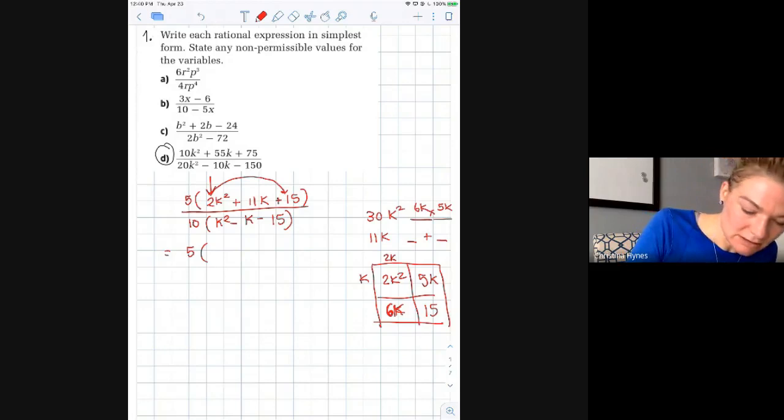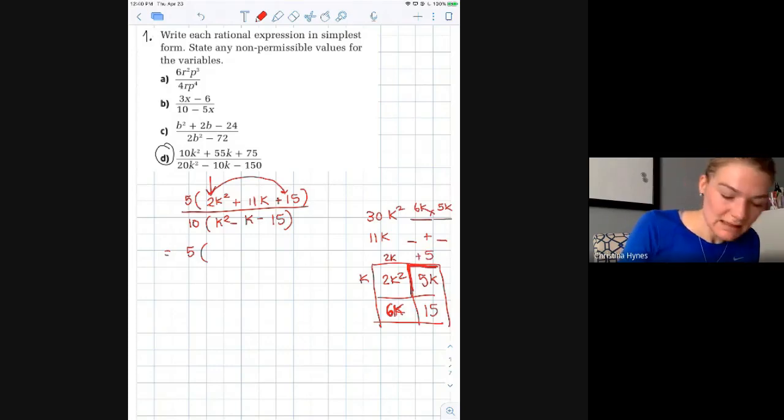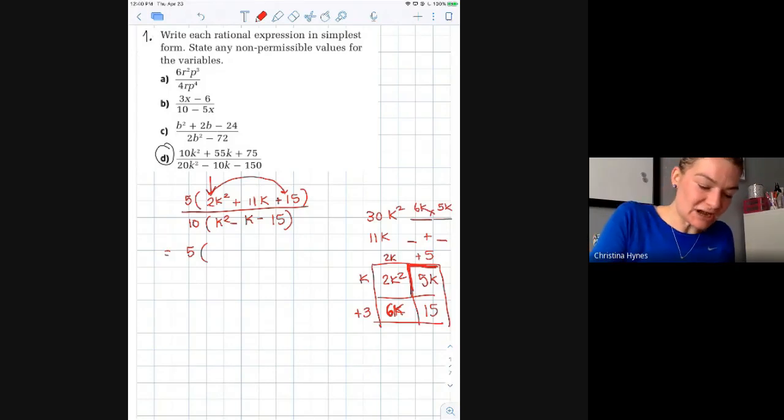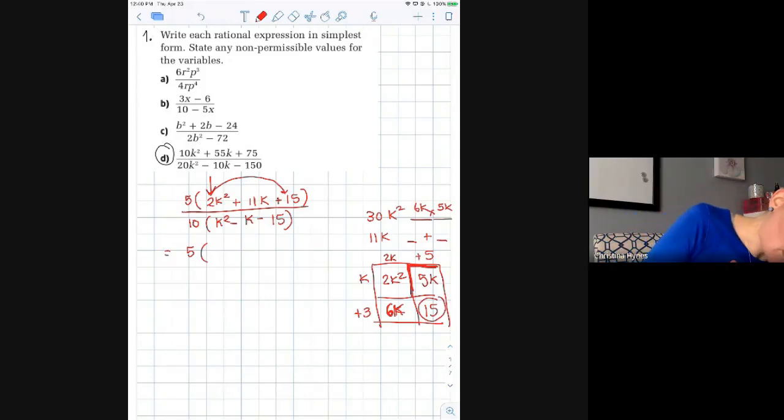And then here, for 5k, k is already on this side length, so to get this one, you're going to multiply by positive 5. And then over here, you're going to have to multiply by positive 3 to get to 6k, because we have 2k at the top. Then you want to double check: does 5 multiplied by 3 give me 15? Yes, it does. So my factors for the top are 2k plus 5, which is one bracket, and k plus 3, which is the other bracket.